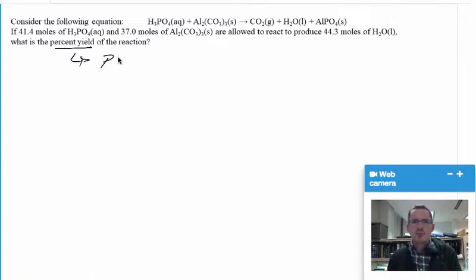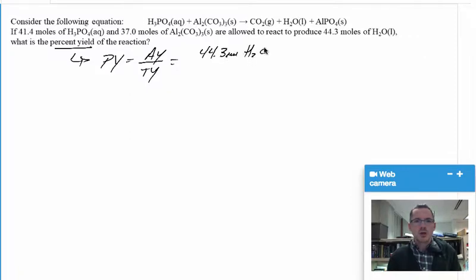So if you recall, percent yield will be our actual yield, so what's being produced in the experiment, divided by our theoretical yield, which is based on the mathematics and the calculations with our balanced reaction equation. Once we know those values, we can do the ratio, get our percent yield. And we already know what the numerator is. Our actual yield is 44.3 moles of water. So what we need is to determine what the theoretical yield of water would be.